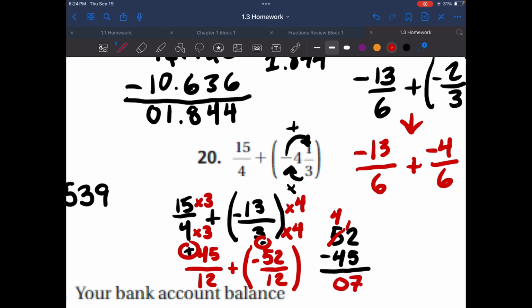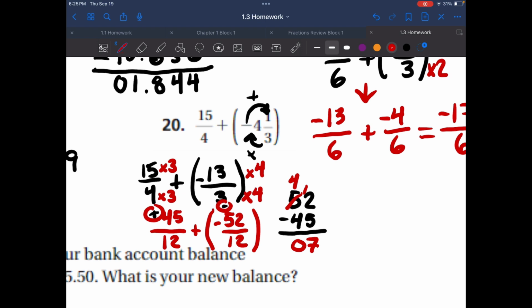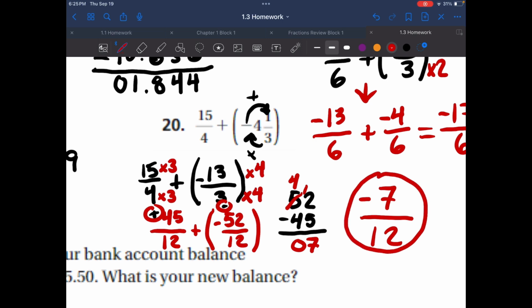12 minus 5 is 7. 4 minus 4 is 0. I should get an answer of 7 on top, 12 on the bottom. My denominator remains the same. 52 had a negative attached to it, so that means my answer has to be negative 7 over 12.